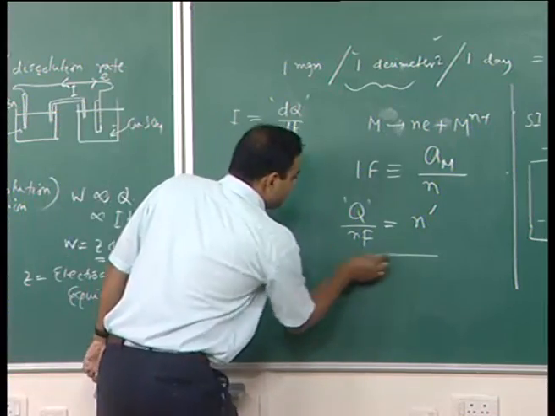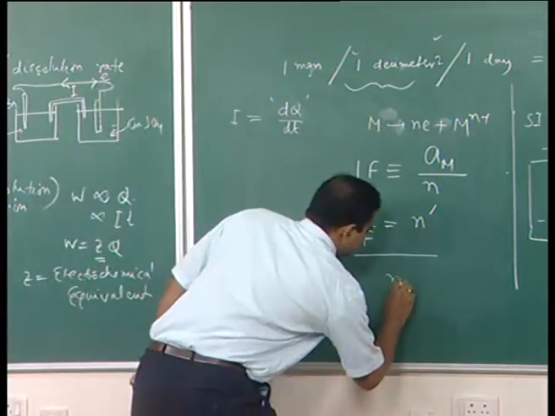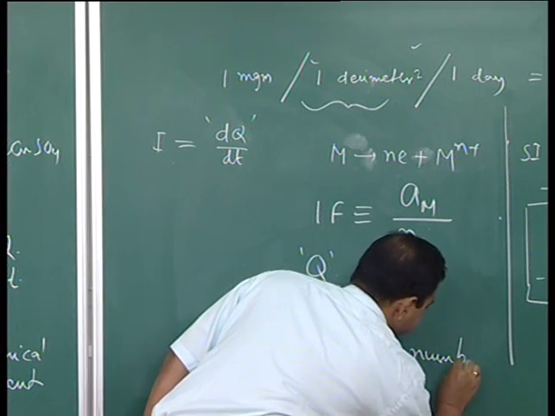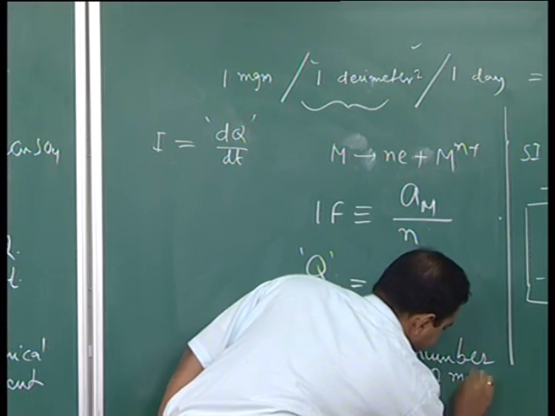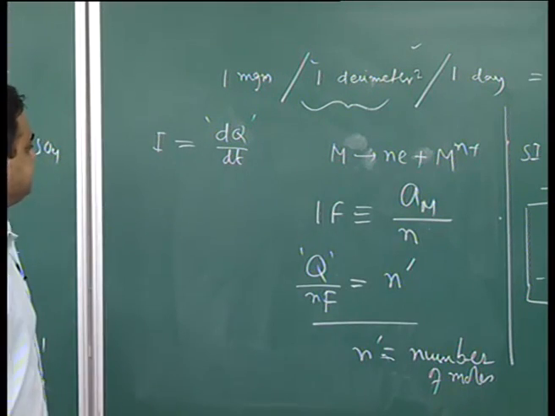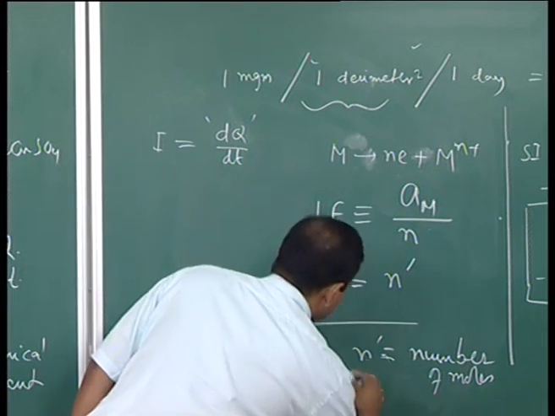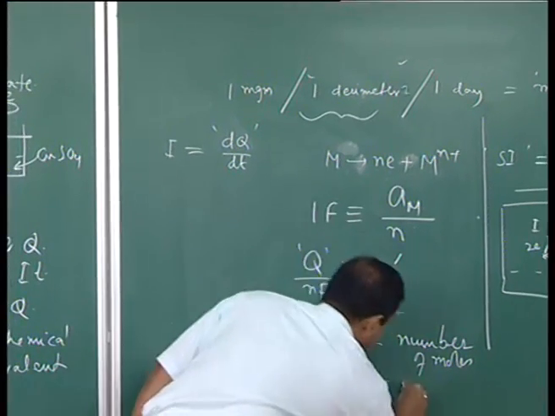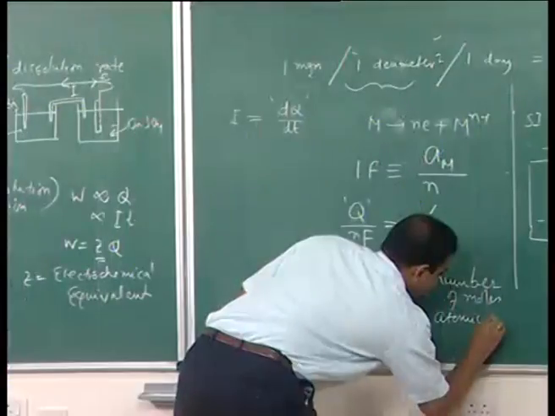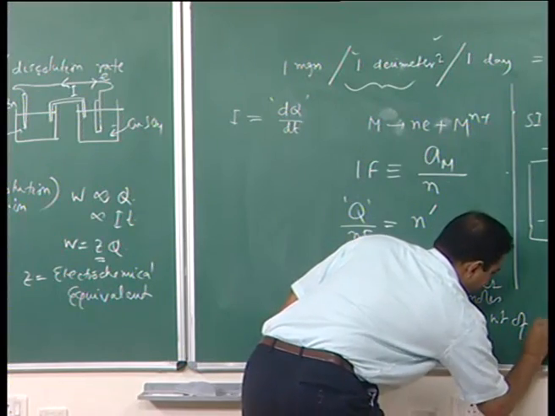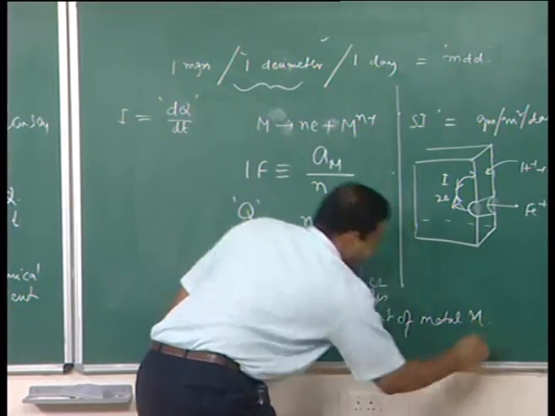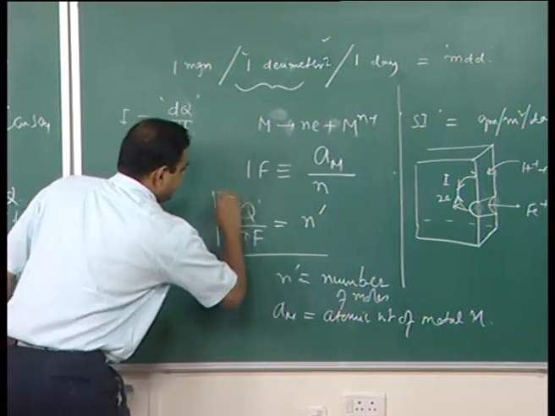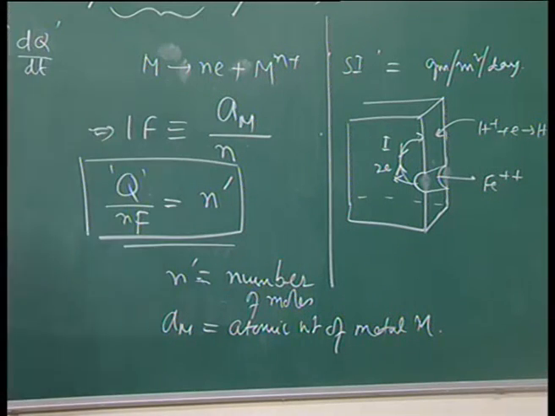So, now if we know this, n dash is nothing but the number of moles, and AM is nothing but the atomic weight of metal M. So, we can get this relation from this.